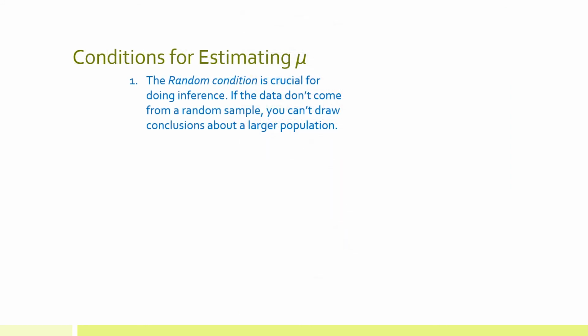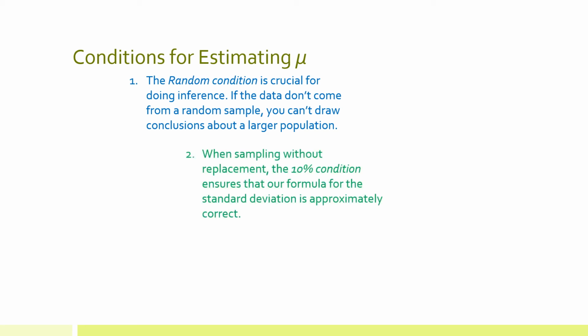So it wouldn't be a new inference method if we didn't talk about conditions for estimating. So that's what we're going to talk about now. Again, some of these conditions you might not need to write down because you know them so well. We're going to start with the random condition. That should be something very familiar. Remember that it's really crucial for doing inference. If the data doesn't come from a random sample, you can't draw conclusions about the larger population. Your estimate will be poor. The second one: when sampling without replacement, the 10% condition ensures that our formula for the standard deviation is approximately correct. That's the same as always.